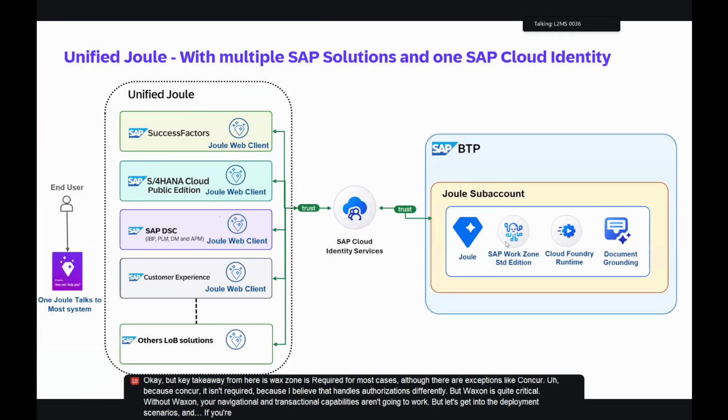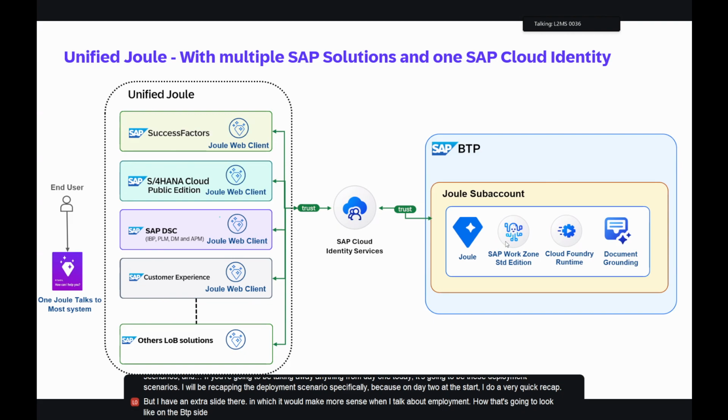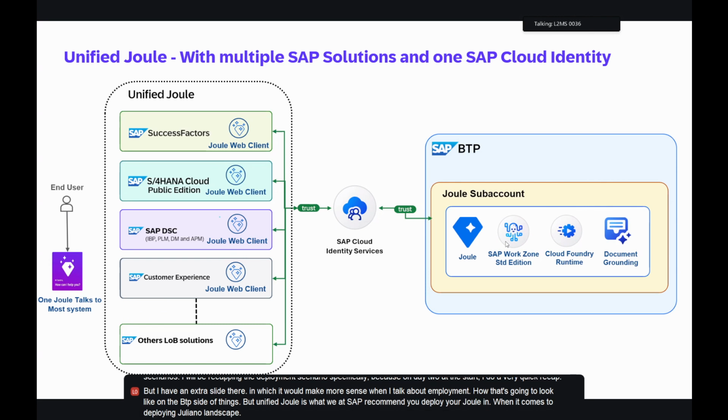If you're going to be taking away anything from day one today, it's going to be these deployment scenarios. I will be recapping the deployment scenarios specifically because on day two at the start, I do a very quick recap, but I have an extra slide there which would make more sense when I talk about how deployment is going to look on the BTP side of things. But unified Joule is what we at SAP recommend you deploy Joule in when it comes to deploying Joule in your landscape. The video that we showed with Walter at the start was a unified Joule deployment.